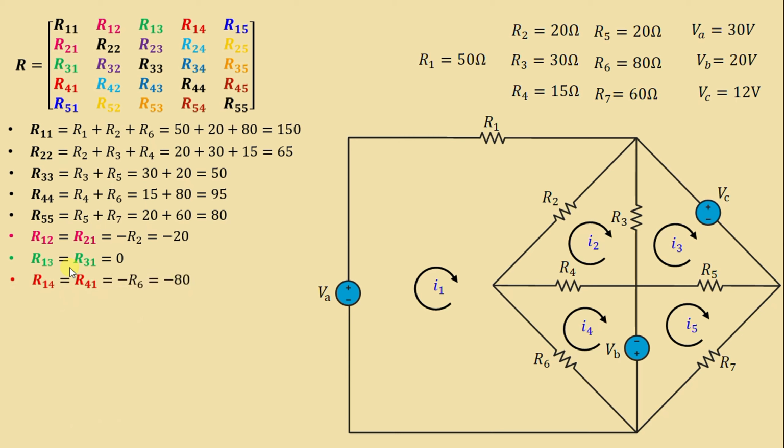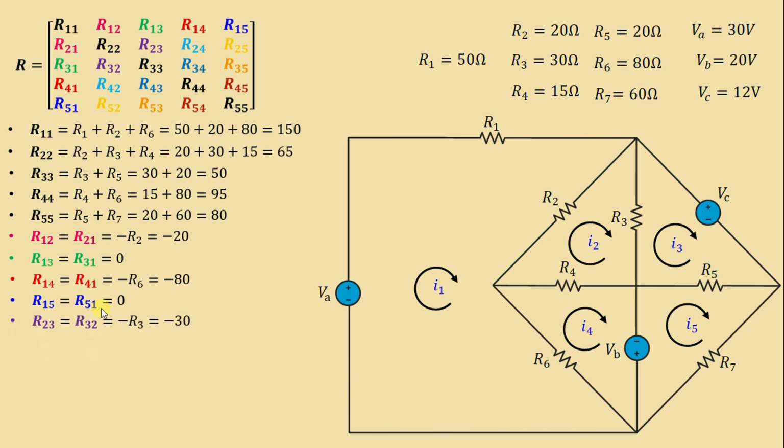Let's move on to R14 and R41. This is mesh 1 and this is mesh 4. The common resistance is R6. That means we have negative R6. We get negative 80. We go to R15 and R51. This is mesh 1 and this is mesh 5. There is no common resistance. So R15 is equal to R51 is equal to 0.